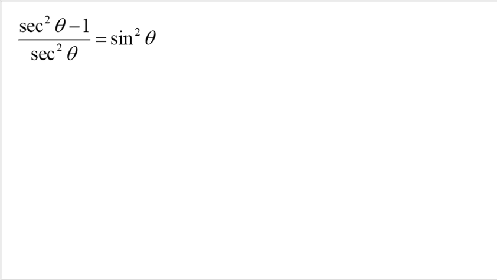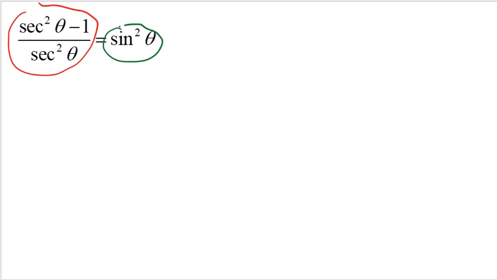All right, so once again, I have a left side and I have a right side. What side do I want to start with? Well, the right side is pretty simple, sine squared, and we recommend starting with the more complicated side, so I'm going to start with the left side. Now, right away, I recognize a square and a 1. Oh my gosh, my eyes go right to those Pythagorean identities. What is secant squared minus 1?